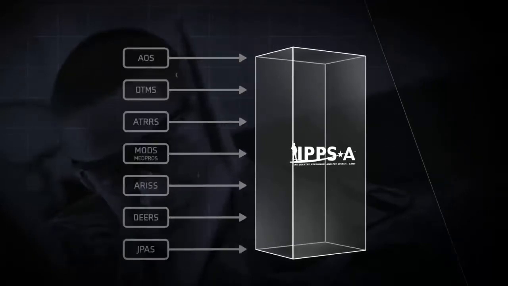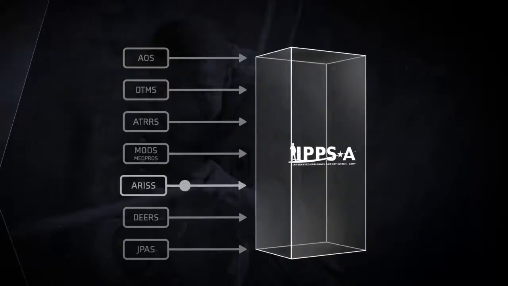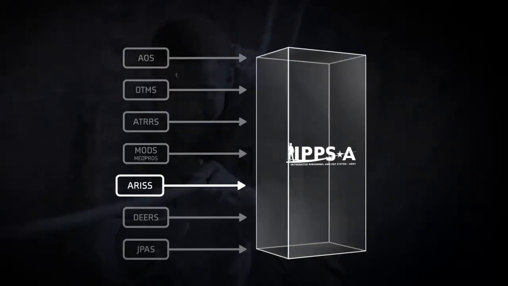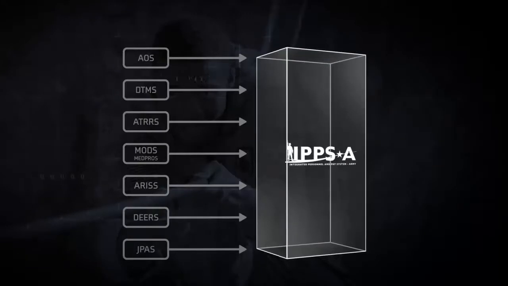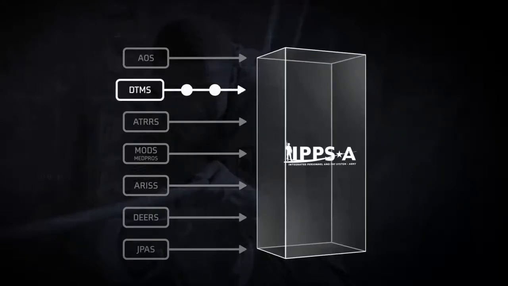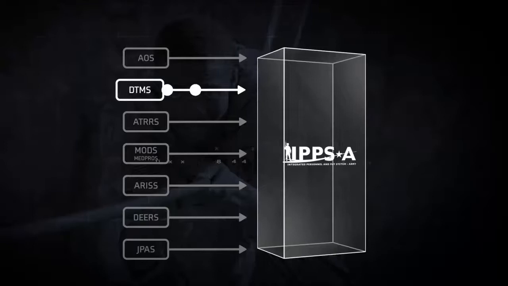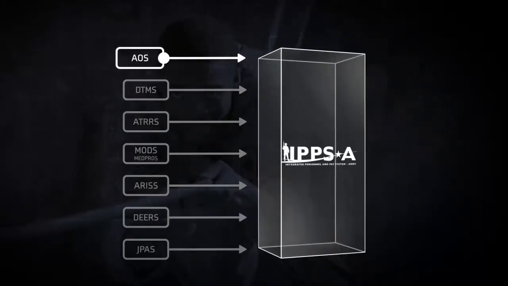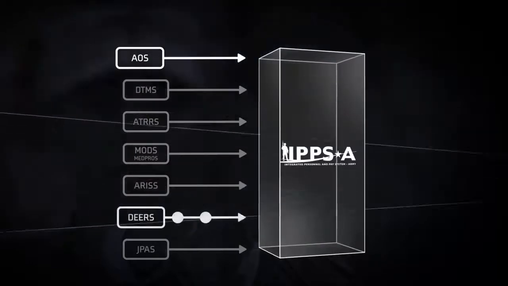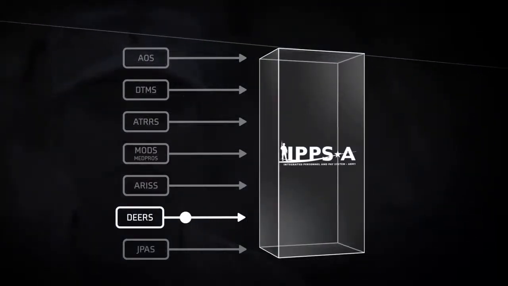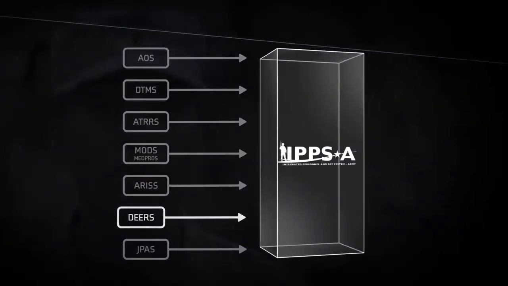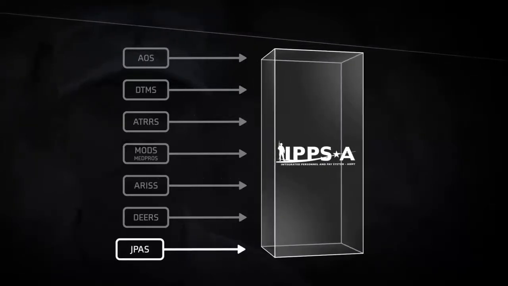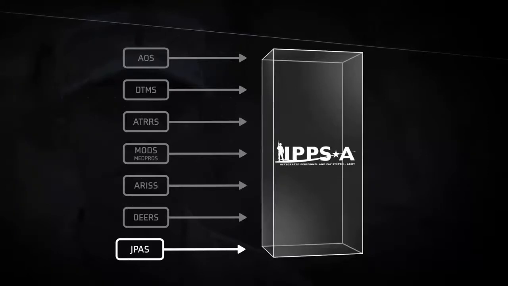In all cases, IPPS-A displays the data received from the ADS. Each interface sends data to IPPS-A at different times. Most are sent in the evening or early morning hours. Once received, IPPS-A processes the data and loads it into its respective place in the system. This process of sending, receiving, processing, and loading means that data sent from inbound interfaces is not real-time and will be updated the next time the interface runs.